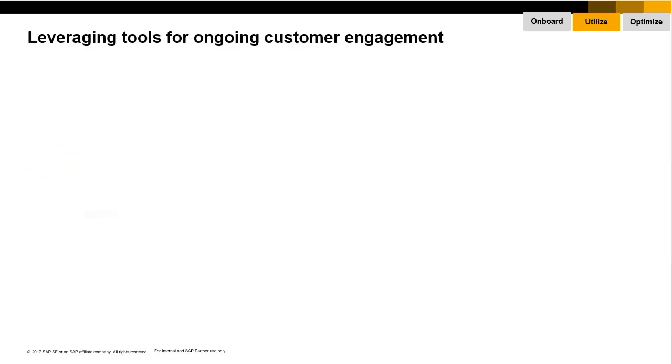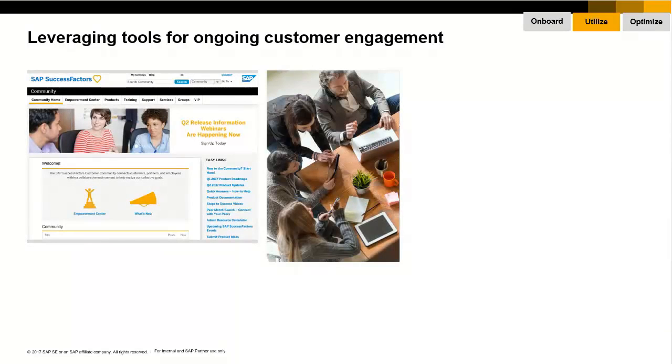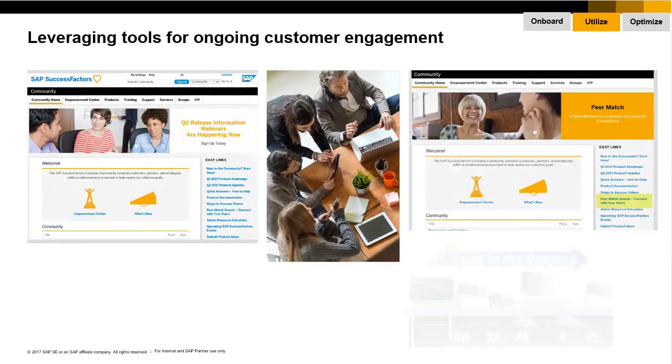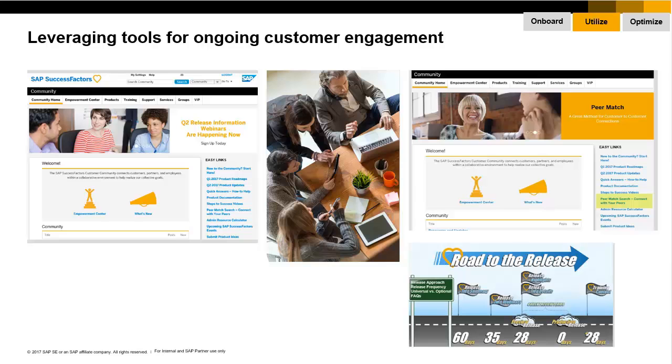Now that your customer is live, it's a great time to continue to reinforce the tools that are available to them and to encourage them to continue to be a part of the conversation. Things like accessing the customer community, engaging with other customers and SuccessFactors subject matter experts, taking advantage of peer match, as well as reviewing the road to the release.